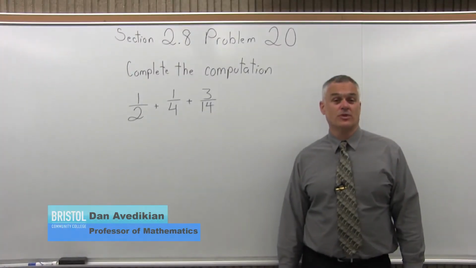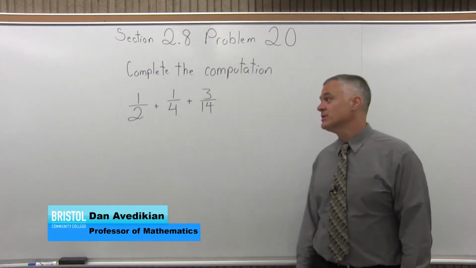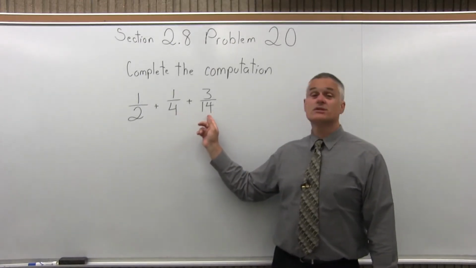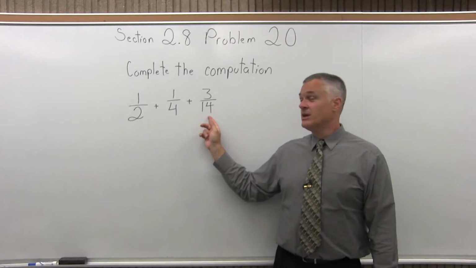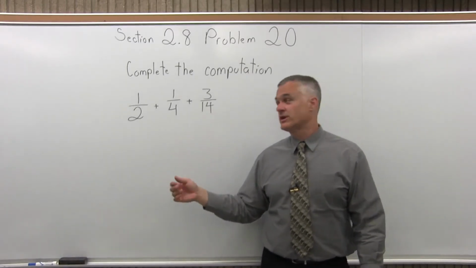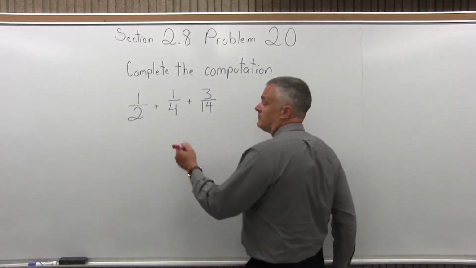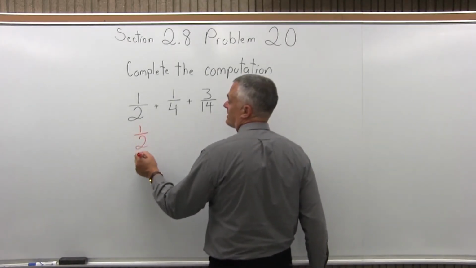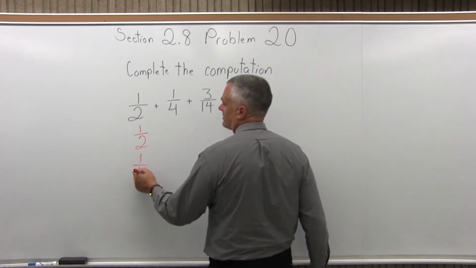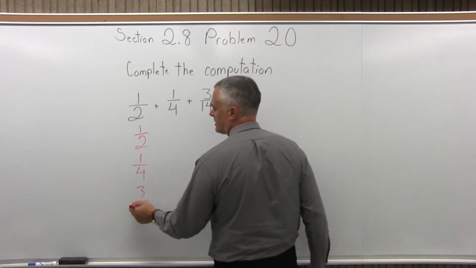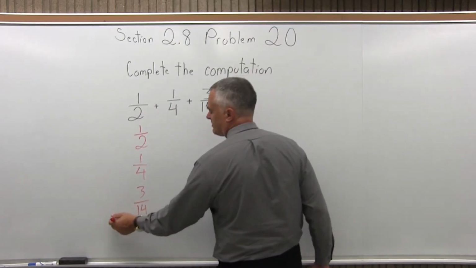This is Section 2.8, Problem 20. It says complete the computation. We have three fractions to add: 1/2 plus 1/4 plus 3/14. Now, three fractions makes this a little bit more difficult than most of the homework in this section. Usually we have two, but it's really the same process. And again, like the others, I like to write the problem vertically. You can certainly do it horizontally, but vertically just seems to get organized better for me.